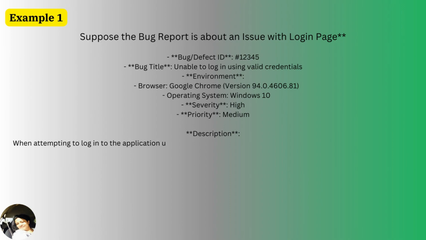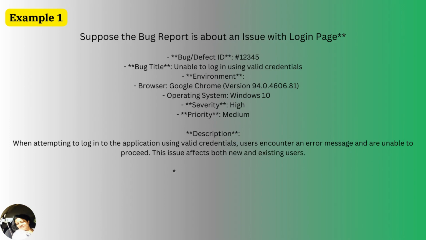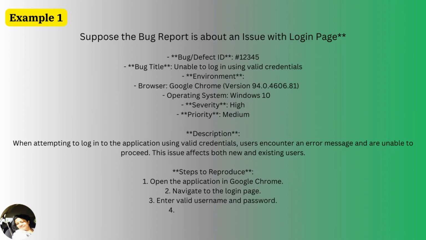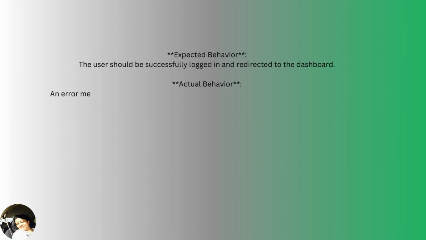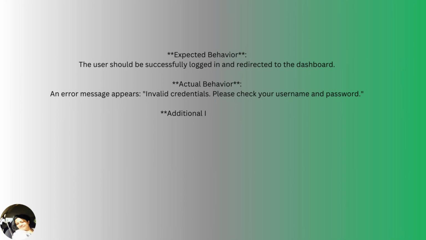Then the description. When attempting to log in to the application using valid credentials, users encounter an error message and are unable to proceed. This issue affects both new and existing users. Then steps to reproduce. Open the application in Google Chrome, then navigate to the login page, enter valid username and password, and then click the login button. Then expected behavior. The user should be successfully logged in and redirected to the dashboard. Actual behavior. An error message appears: Invalid credentials. Please check your username and password.